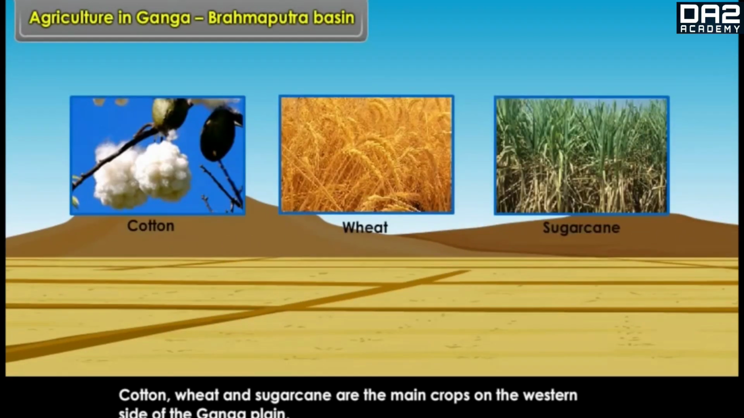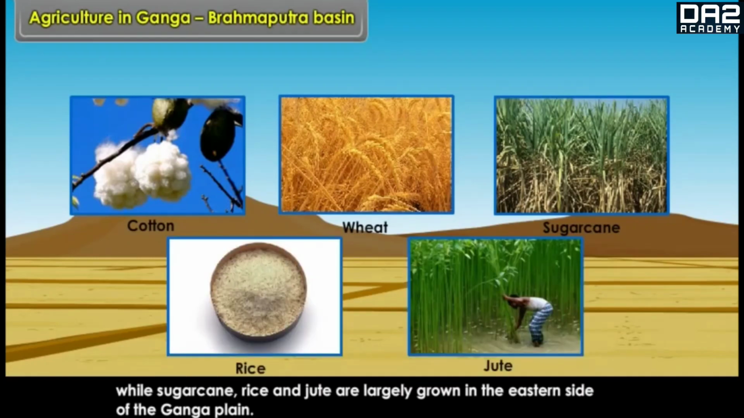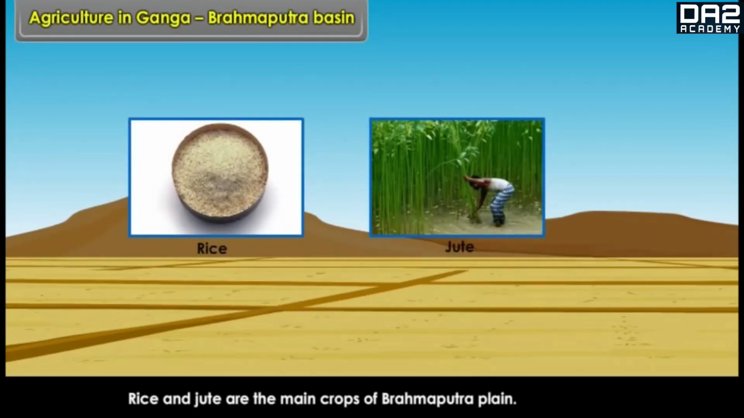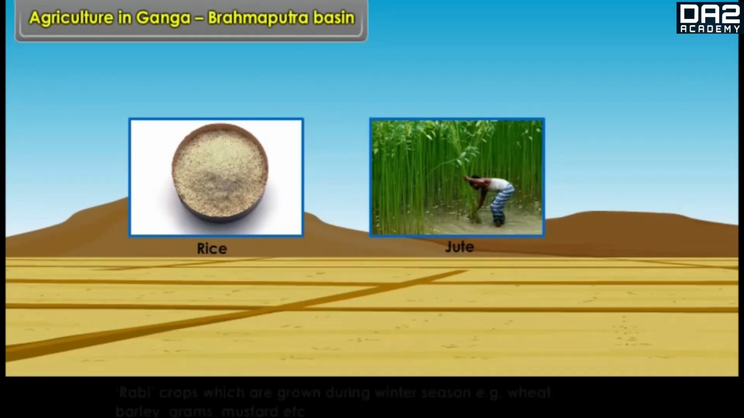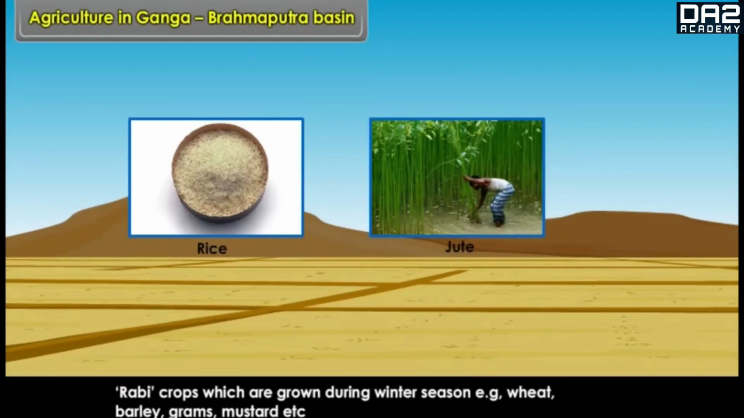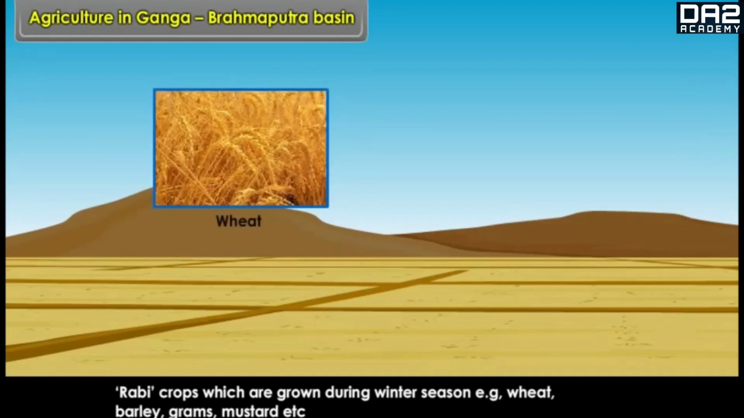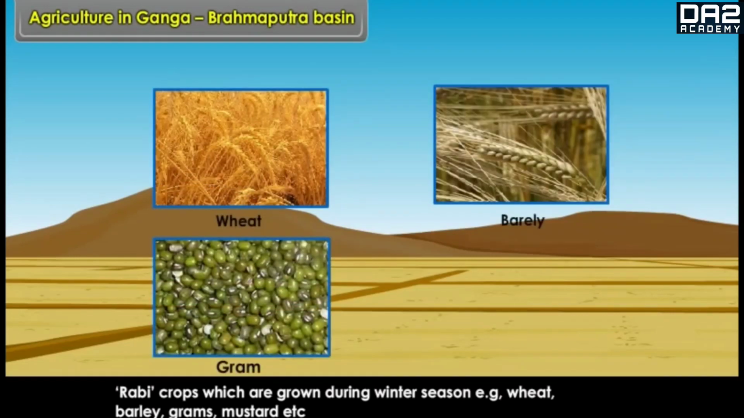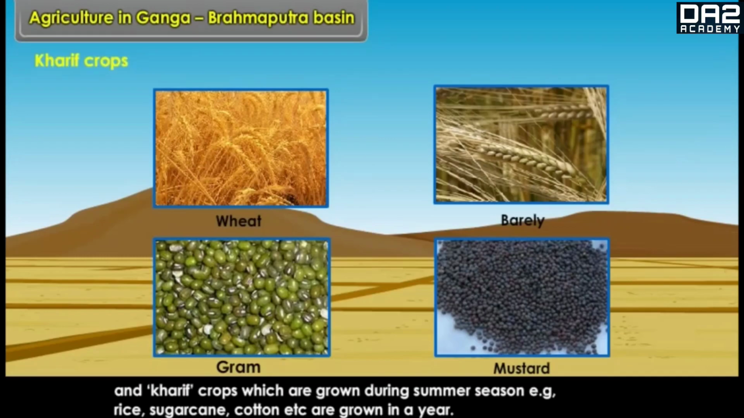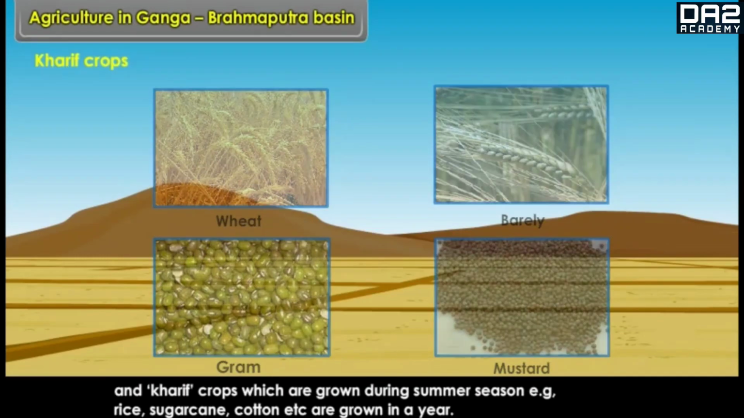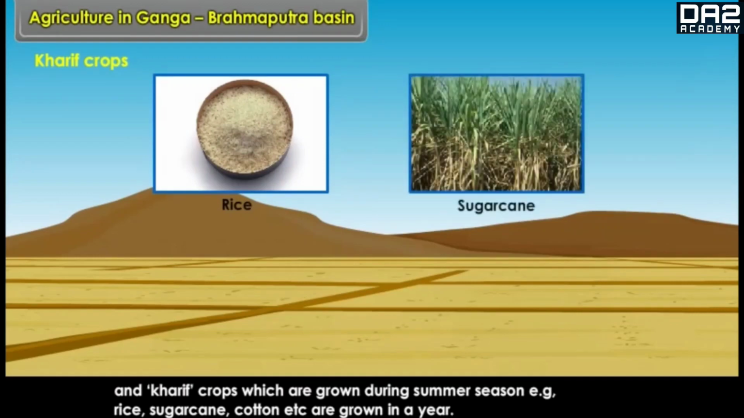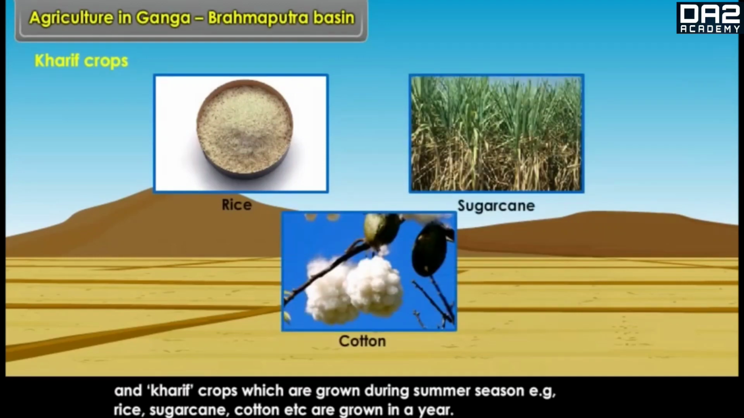Cotton, wheat and sugarcane are the main crops on the western side of the Ganga plain, while sugarcane, rice and jute are largely grown in the eastern side of the Ganga plain. Rice and jute are the main crops of Brahmaputra plain. Rabi crops which are grown during winter season, example wheat, barley, gram, mustard, etc., and kharif crops which are grown during summer season, example rice, sugarcane, cotton, etc., are grown in a year.